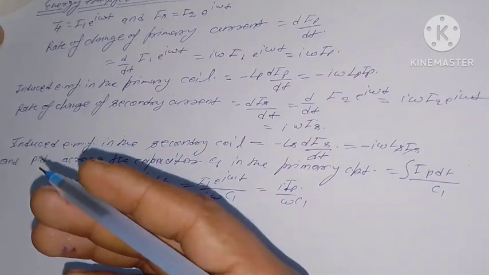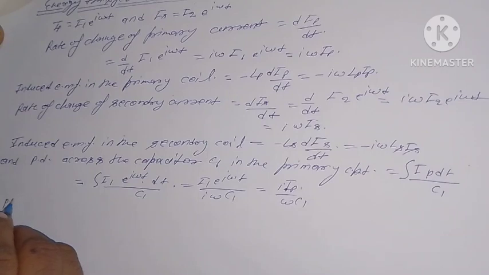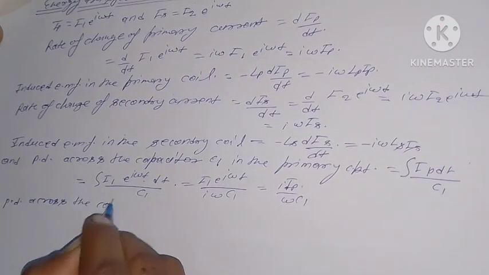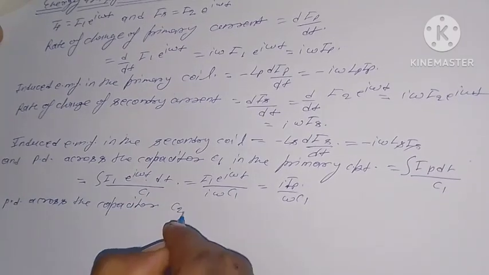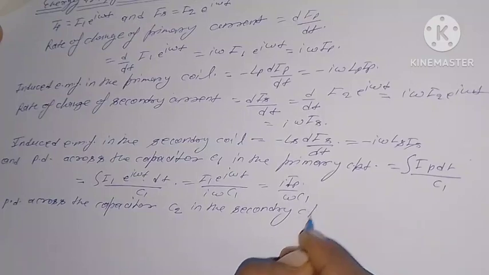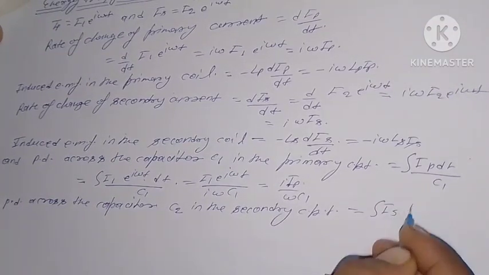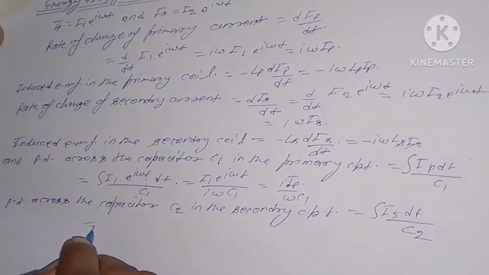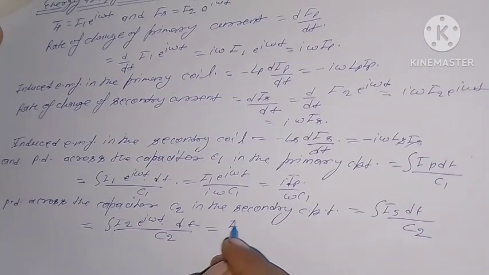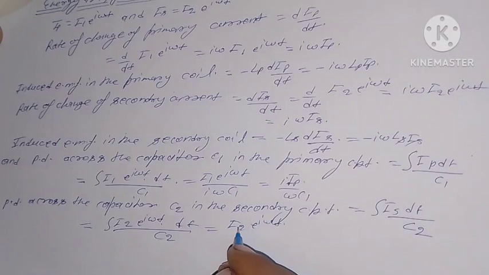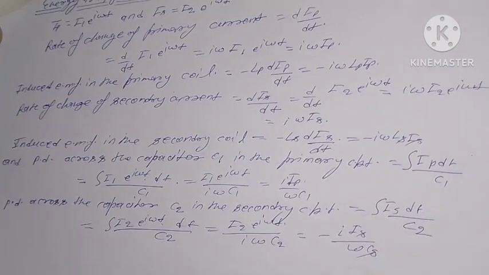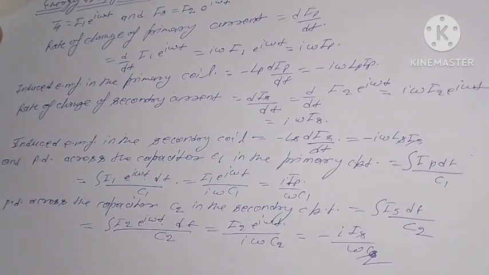Potential difference across the capacitor C2 in the secondary circuit is integration of IS dt upon C2, that is integration of I2 e to the power i omega t dt upon C2, that is I2 e to the power i omega t upon i omega C2, that is minus i IS upon omega C2. C2 is the capacitor of the secondary.